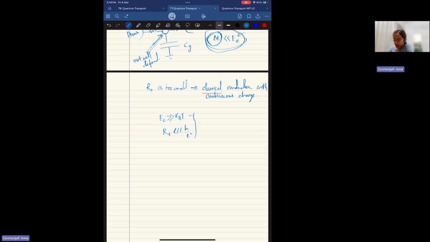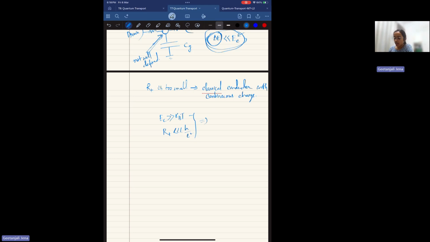So that is why in experiment, for this quantum dot experiment, we attach this dot with opaque tunnel barriers, which are weakly coupled to the source and the drain, and which have high tunnel resistance. So this is about the two conditions that are required to see the Coulomb blockade effect.